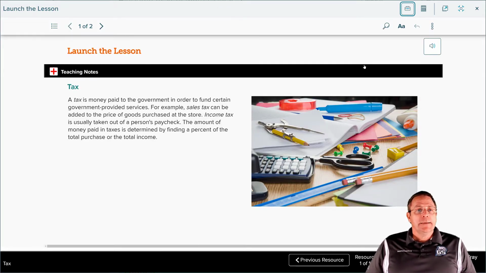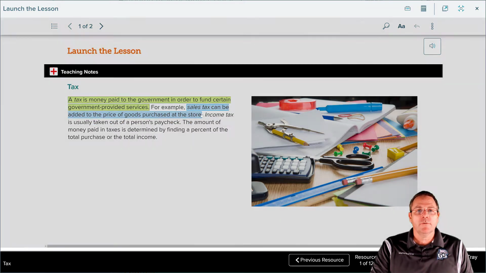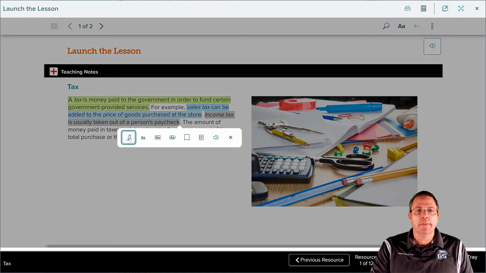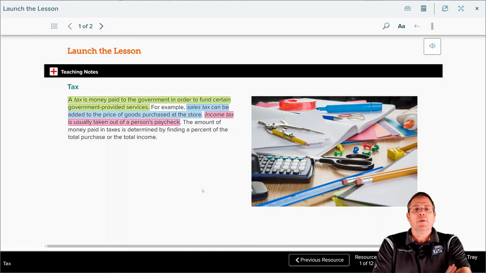A tax is money paid to the government in order to fund certain government-provided services. You know what? That looks like a vocab term. Let's highlight it. That's probably something you want to write down. For example, sales tax can be added to the prices of goods at a store. We highlighted that too. And then income tax is taken out of a person's paycheck. Let's highlight that one as well. Looks like some really good potential vocab words for your upcoming vocabulary quiz.